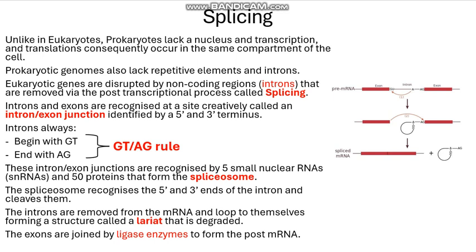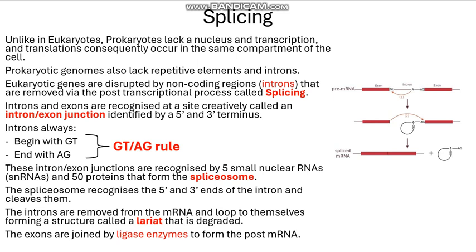So, unlike in eukaryotes, prokaryotes lack a nucleus, and transcription and translation occur within the same compartment of the cell, whereas in eukaryotes, transcription takes place in the nucleus and translation occurs at the ribosomes in the cytoplasm, mainly around the rough endoplasmic reticulum.